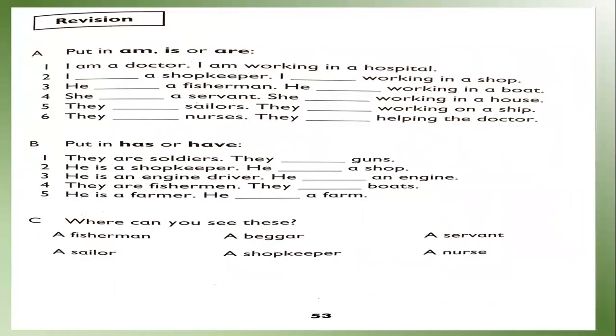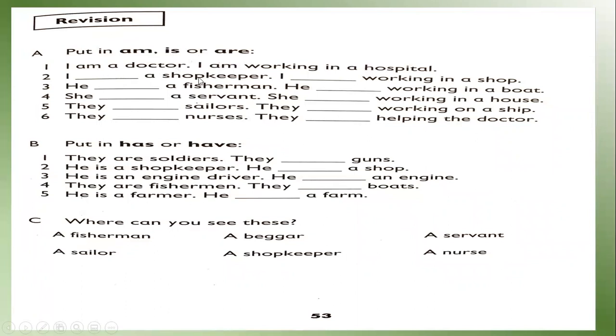Okay? On page number 53, it's a revision. It means you have already learned about these things in the previous pages, in the previous chapters, in previous lectures. You already have an idea about these things. So here, just the revision. See what they are asking. Put in am, is, or are. What are am, is, or are? These are called helping verbs. You use am with I, and you use is with he, she, it, or a singular noun. And we use are for the plural.